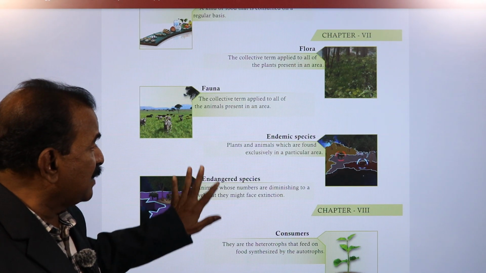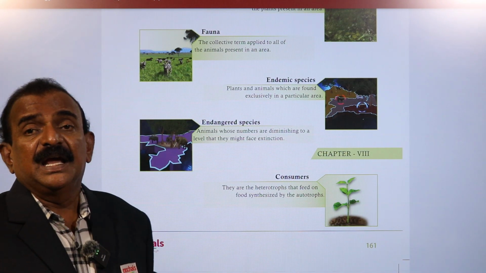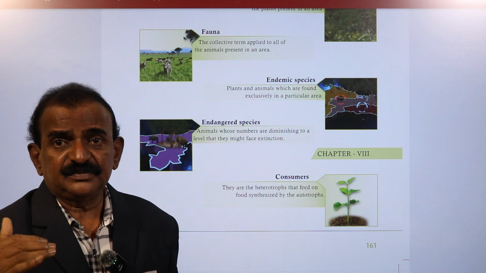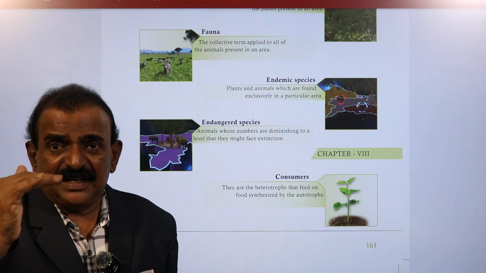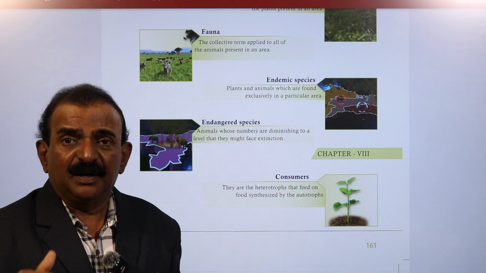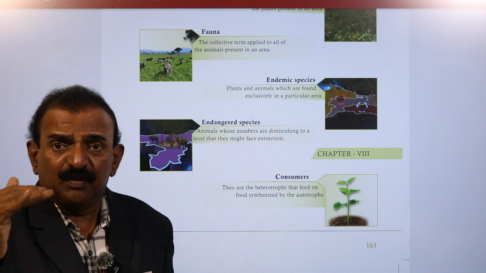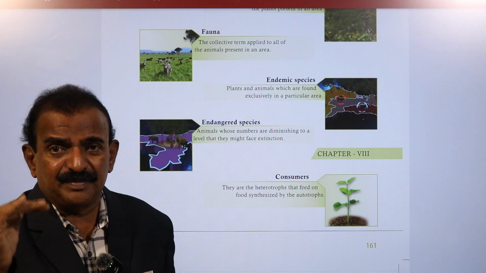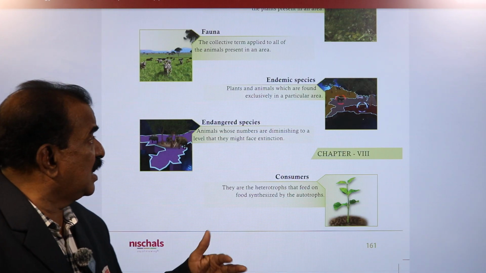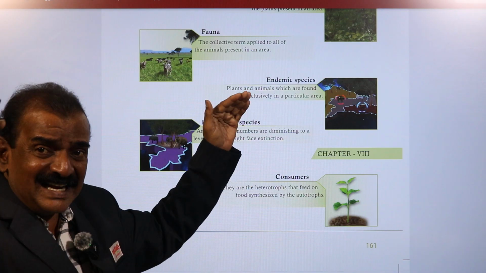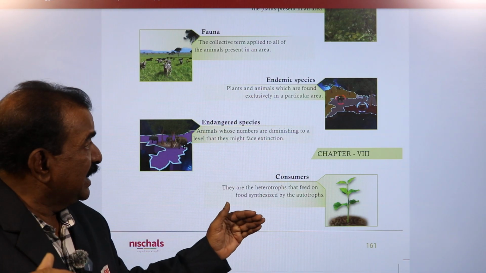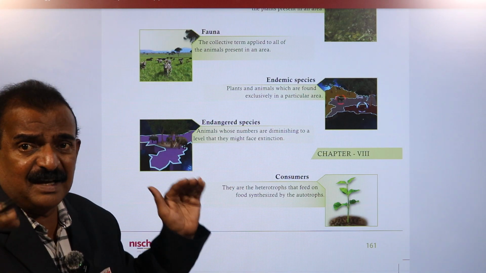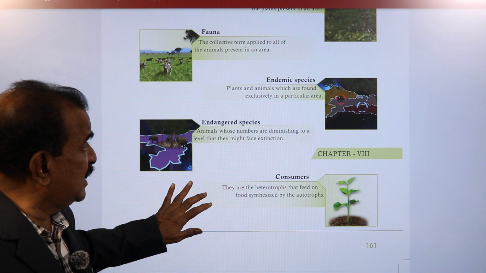Plants and animals which are found exclusively in a particular area are called endemic species. Now we are observing another term, endangered. Endangered means they are near extinction and their number is low. For example, lions, tigers and many animals and plants are about to become extinct, and in a short period they may vanish completely from the earth's surface. Those are called endangered species.